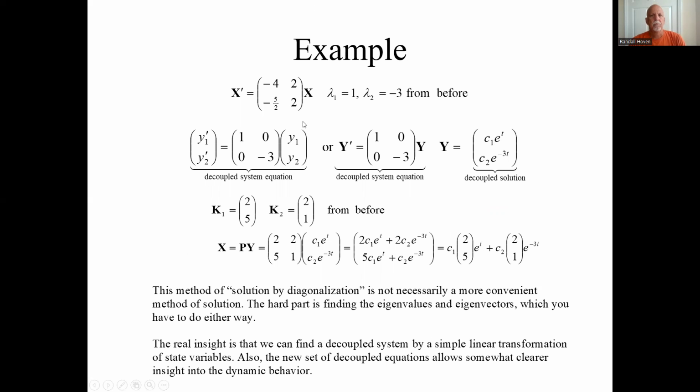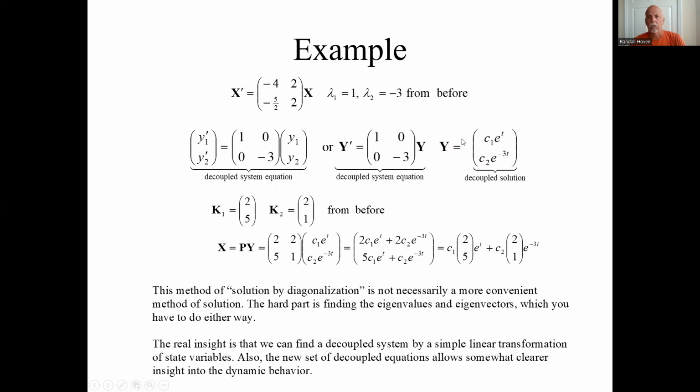Take an example. Here's our original system. Here's our eigenvalues. We already did this problem. I could write, if I said, okay, write the decoupled system, I'd either write this or that. Either one would be correct format in my class. This is the decoupled system. All you needed was the eigenvalues. Y prime equals its diagonal matrix where the diagonal elements are the eigenvalues.